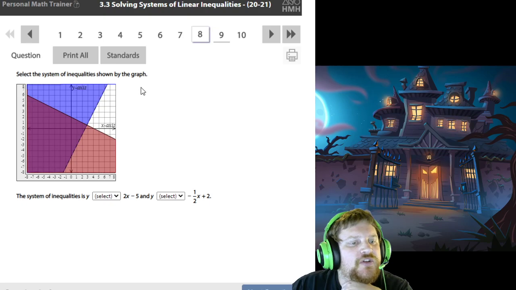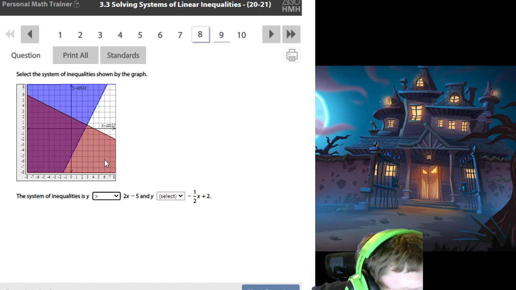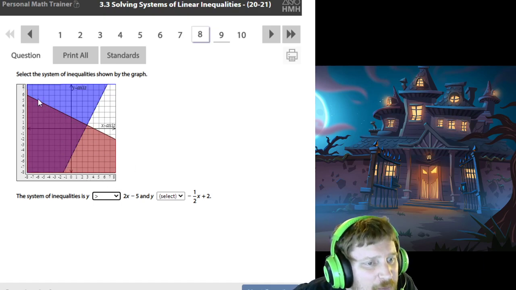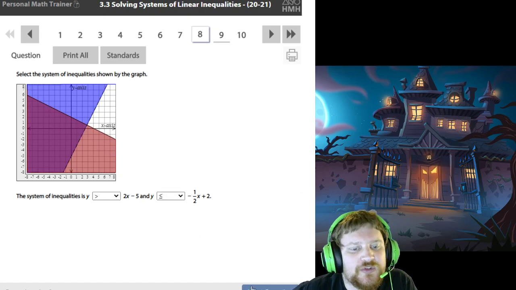Select the system of inequalities shown by the graph. Okay, so 2x minus 5, we know that that is a positive slope. And we are to the left of that graph, actually, we are above it, so this should be greater than. And that definitely looks like it is dotted to me, so not equal to. And for negative 1/2 x plus 2, we are below it, and that appears to be a solid graph, so below is less than or equal to.